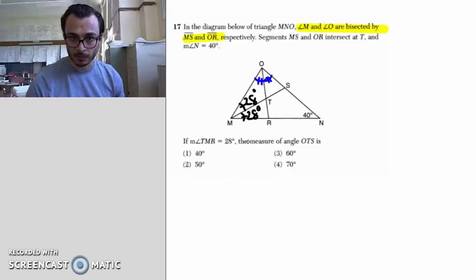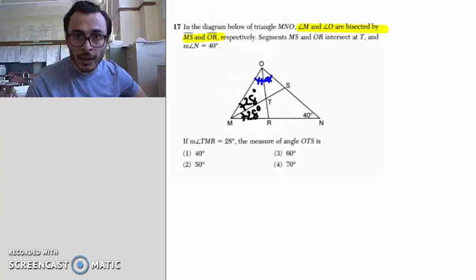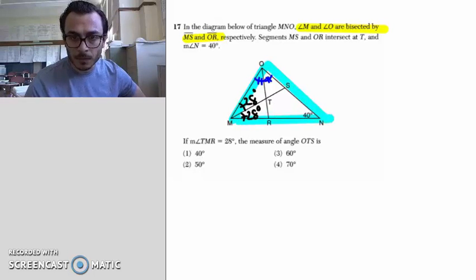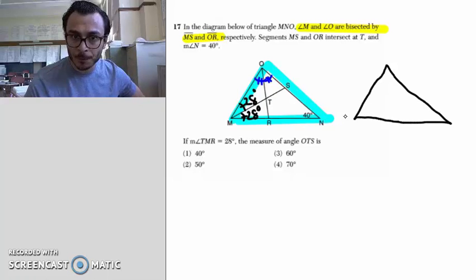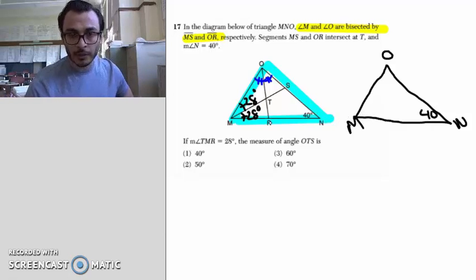Now, I want you to realize that we got a triangle going on here. This big triangle. And the reason why I want you to realize that is because we're going to use that to find the measure of angle O. So let me just label this O, M, and N. So this is 40. This angle M will be the sum of those 28s. So 28 plus 28 is 56.